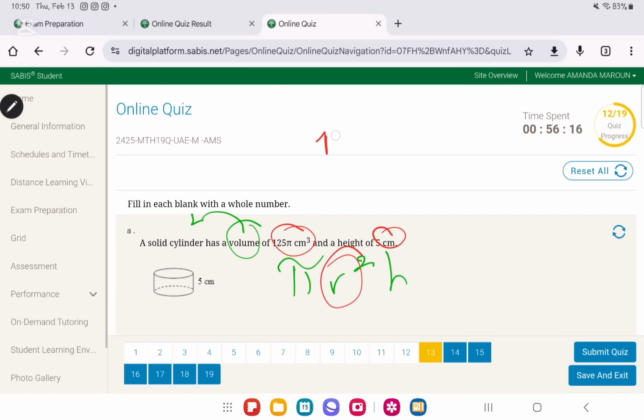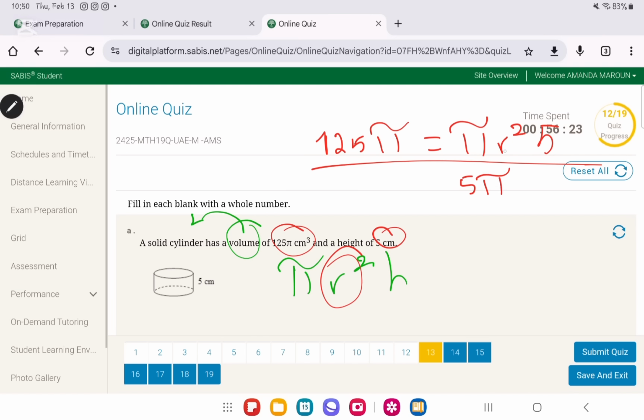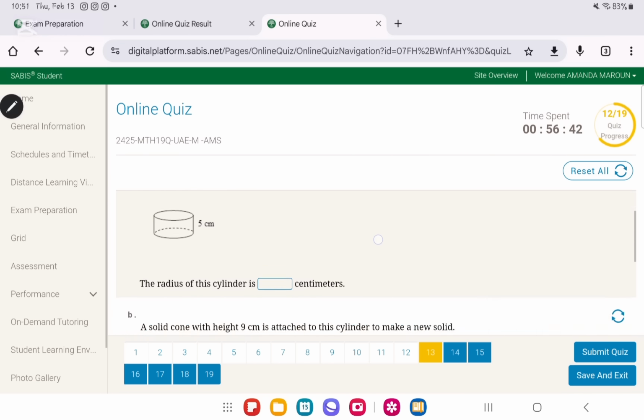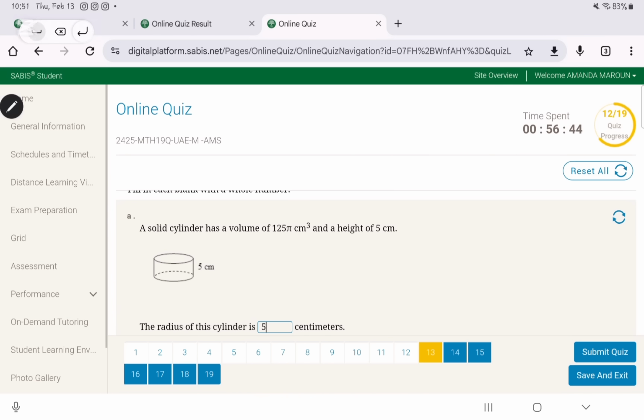So 125 pi is equal to pi r squared times 5. So divide both sides by 5 pi. You're going to get 25 actually, not 5, is equal to r squared. So take the square root, you get that r, not r squared, is equal to plus or minus 5. Of course, you cannot have a negative side, so it's going to be plus 5. So you found the radius, which is 5.